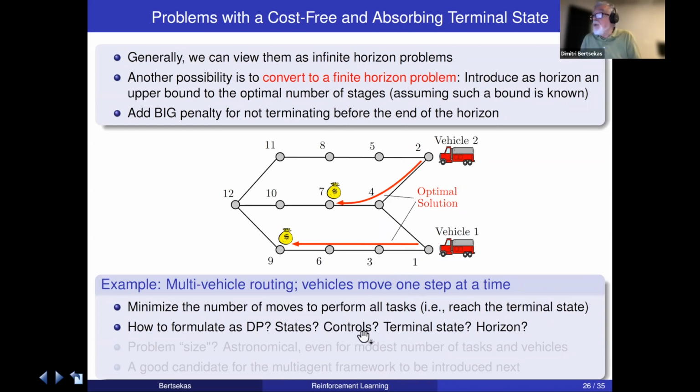And the controls, now what are the controls, by the way? Controls would be the joint moves, okay? So this is one control, that is one control, this and that is another control, and so on. So it's the pair of joint moves that would be the control space here. Terminal state, well, the terminal state should be when everything is finished, right? It's absorbing because there is no more cost left and the problem terminates. And the horizon, you can take it an infinite horizon or a finite horizon with as many as 6 steps or something.